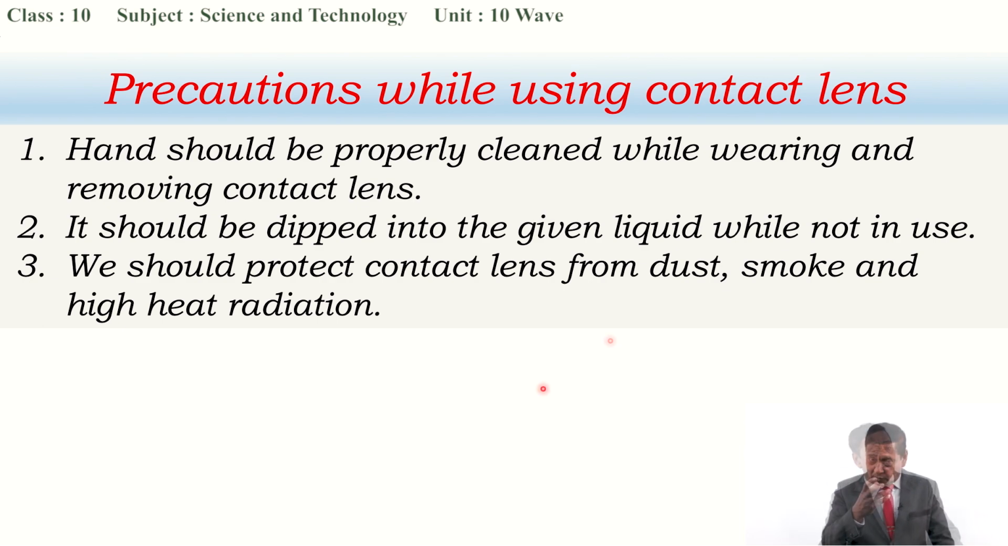And sometimes if a lot of heat comes to the contact lens, then it will melt the contact lens and it can remain attached to the cornea and it will damage the cornea. That's why we have to be careful about this. We have to stay a little away from a lot of heat radiation. Okay, these are the precautions while using contact lens.